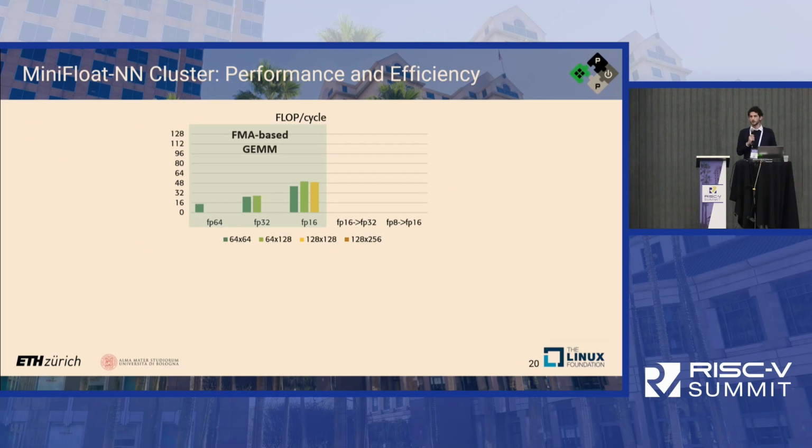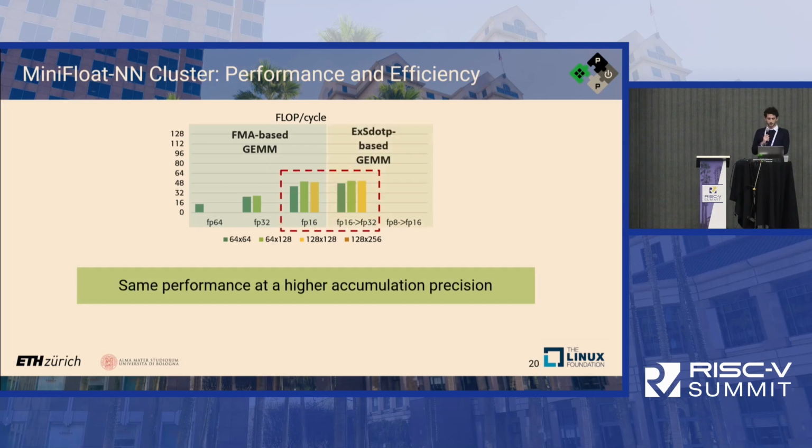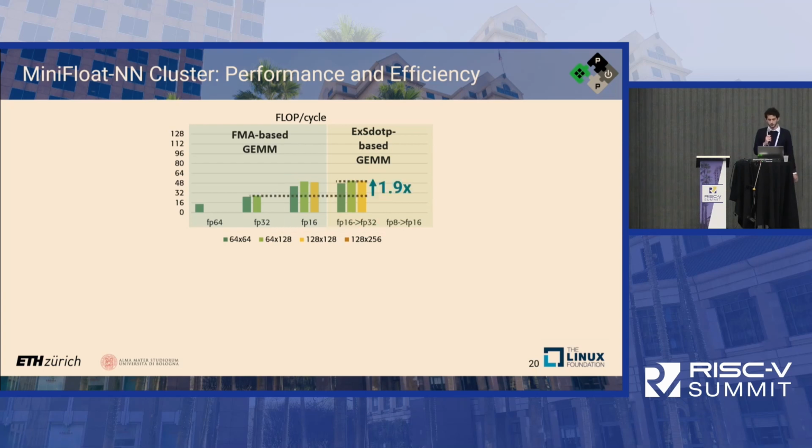But we also have quite some nice opportunities to improve the performance and efficiency. So we have run some FMA-based GEMM kernels. As expected, the trend is the lower the precision, the higher the performance, and the more data we can fit in our L1 memory, so the larger the GEMM size that will fit there. If now we pass to an expanding sum-of-dot-product-based GEMM, we can basically keep the same performance, but have a larger precision accumulator. And since this is sometimes a requirement, in that case we would have had to use the FP32 FMA-based GEMM kernels, which we can outperform by 1.9 times.